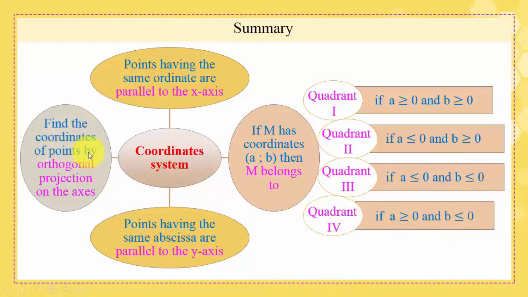Find the coordinates of a point by orthogonal projection on the axis. Points having the same abscissa are parallel to the y-axis.